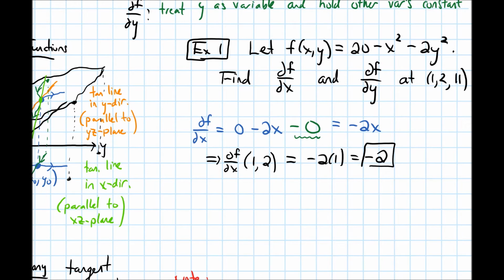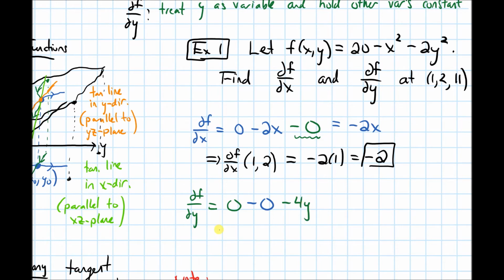All right, so next let's do the partial of f with respect to y. So if we do it with respect to y, the 20 still gets treated as a constant, so the derivative of that is 0. Now I'm treating y as the variable and x as a constant. That means minus x squared is a constant, so its derivative should be 0. So minus 0, and then when I take the derivative of minus 2y squared, now I am treating y as a variable, so I get minus 4y.